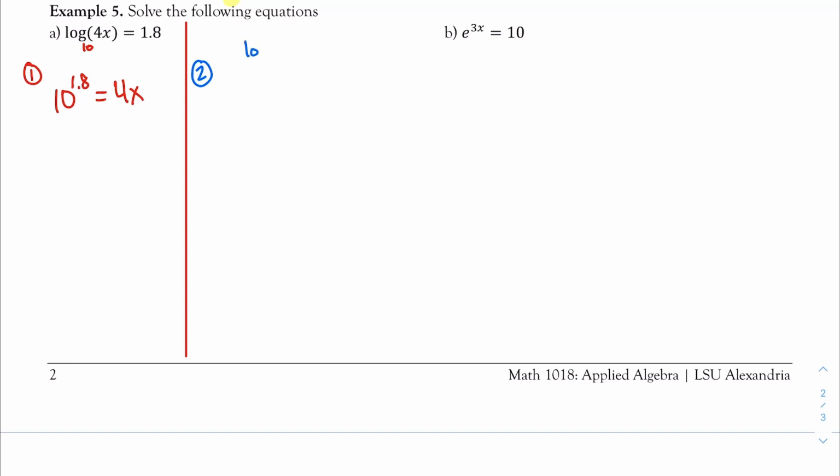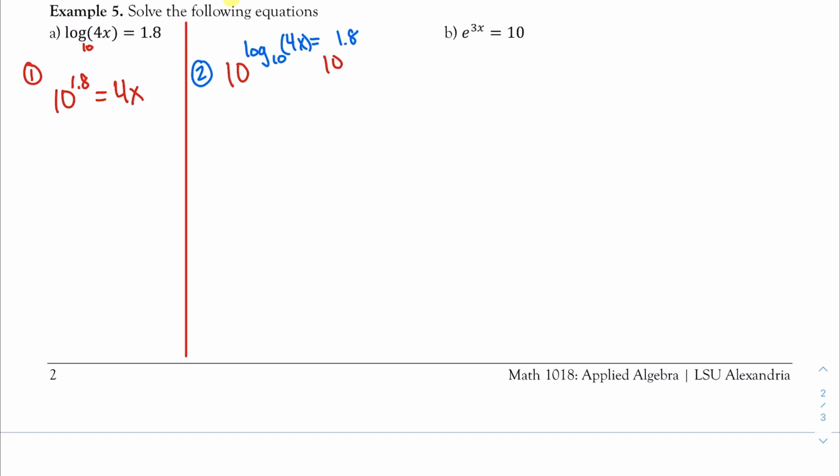So let me rewrite this. Log base 10 of 4x is equal to 1.8. Another way that you could look at this is, remember, if I do one thing to the left side, I have to do it to the right side to maintain equality. So for this one, what if I make both sides a power with a base of 10? In other words, what if I make the left 10 to the power of log base 10 of 4x equal to 10 to the 1.8 power?